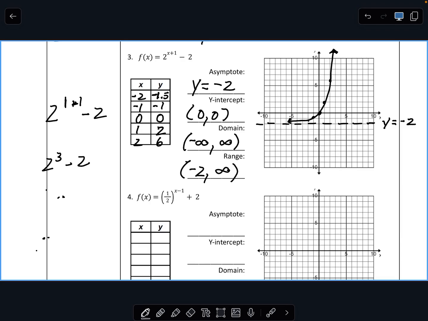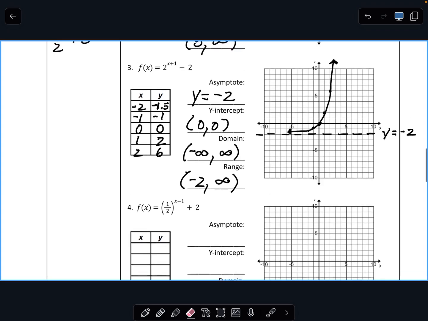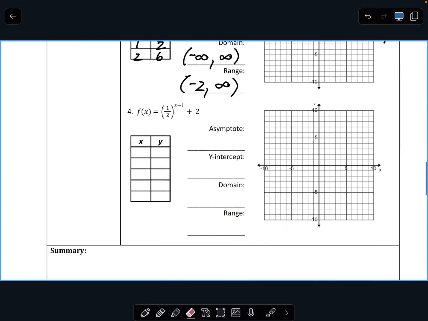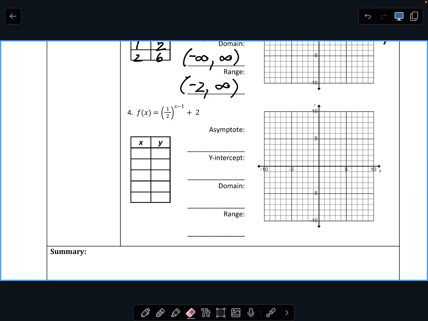So if you're having trouble, especially if you're having trouble filling out your table, doing your calculations with your function rule, or you're struggling with negative exponents, please come and see me. But start with number 4 and then move on to your assignment.